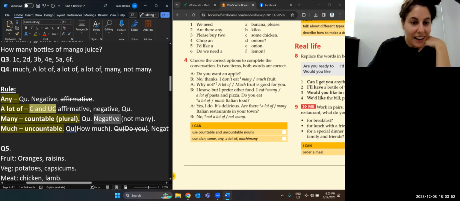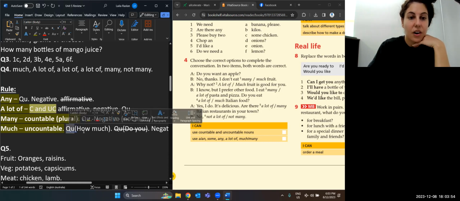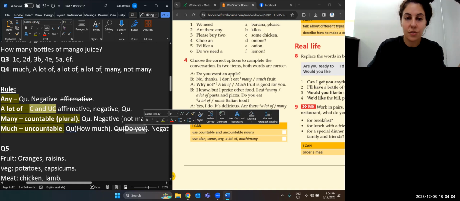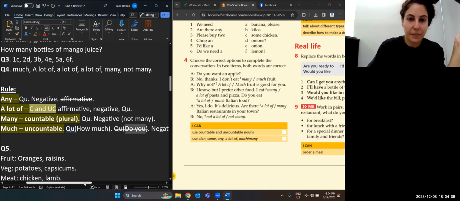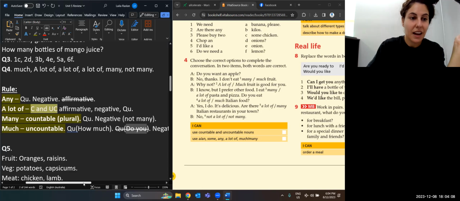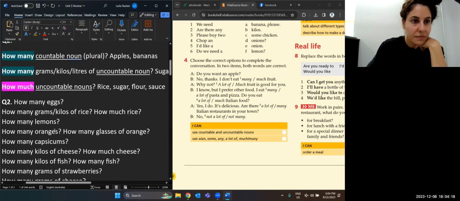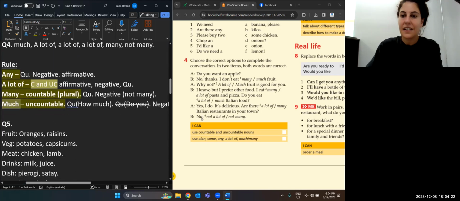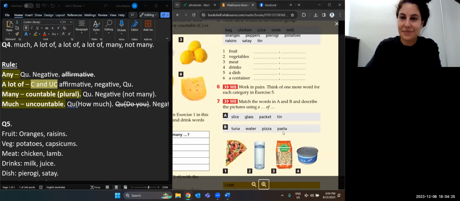Much is used with uncountable in questions only when it starts with how much. How much cheese do you have? How much flour do you have? How much sugar do you have? But not when you say do you. It's not used in that way. And it's used in negative. I don't have much flour. I don't have much rice. Okay, so that's the rules there.